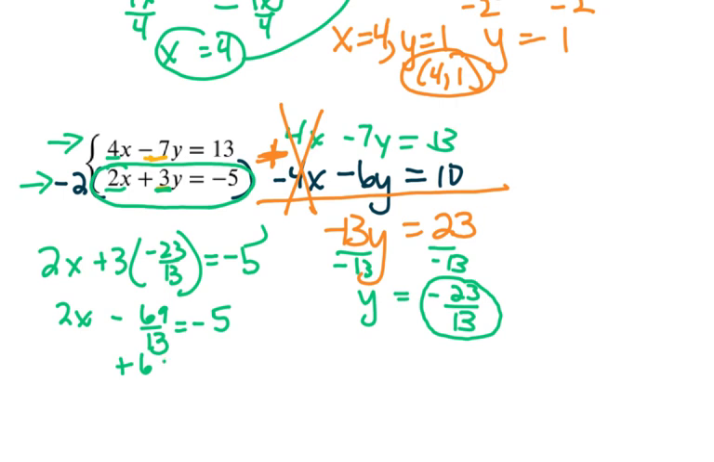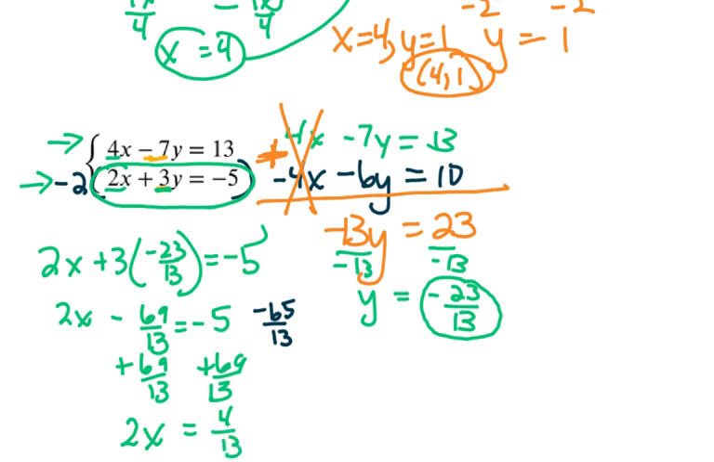I'm going to add 69/13 to both sides. That means I'm going to need to add it to the negative 5. I'll change my negative 5 to negative 65/13. Right? So now if I add these two together, I will end up with 2x on this side. And this will give me 69 minus 65. That makes this a little bit better.